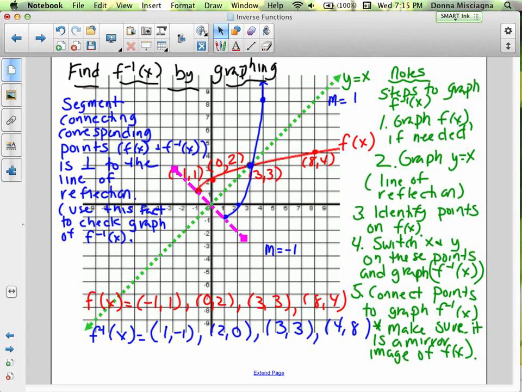So here's how we find our inverse by graphing: we graph by reflecting our f of x over the line y equals x. All we have to do is use the same rules from geometry to do a reflection over the line y equals x, and that simply means you switch x and y. Then you make sure it's actually a reflection, because notice we don't have all the points here. So whatever our function does, our inverse has to be a mirror image of that.